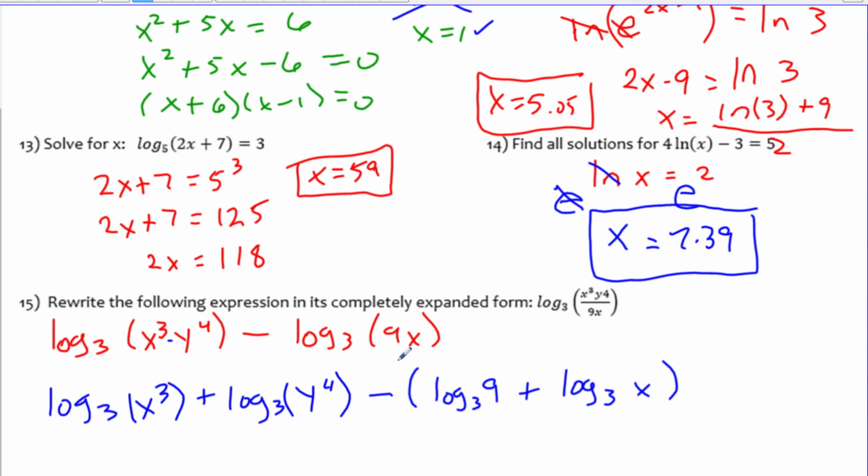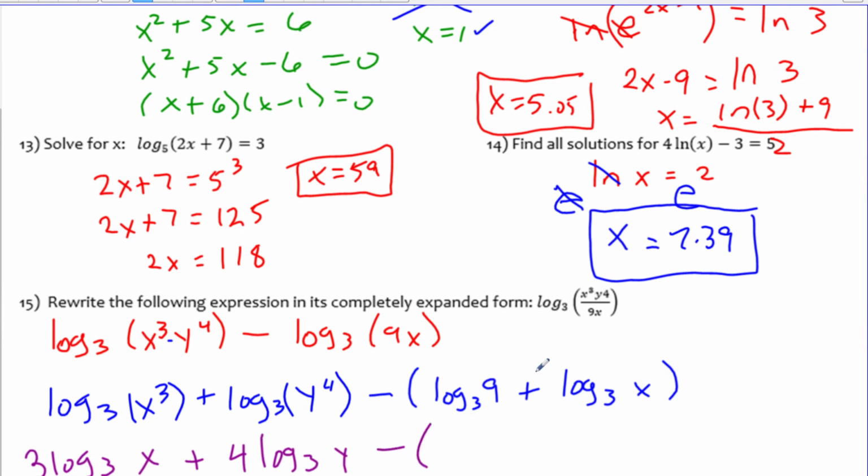I have a little bit more left to do. Here's what I have left to do now, okay? I'm going to look at this and say exponents are a type of multiplication, and so to fix that, I'm going to move those out front, right? So the 3 is going to move out front of its log, 3 log base 3 of x, okay, and then I'm going to do the same thing with the second one. It's 4 log base 3 of y.